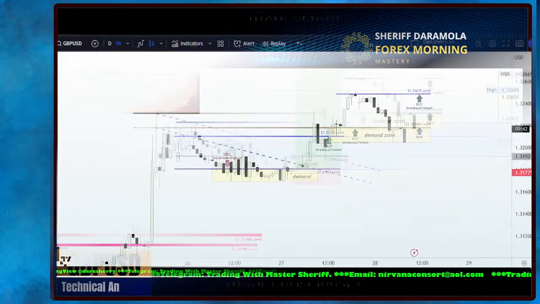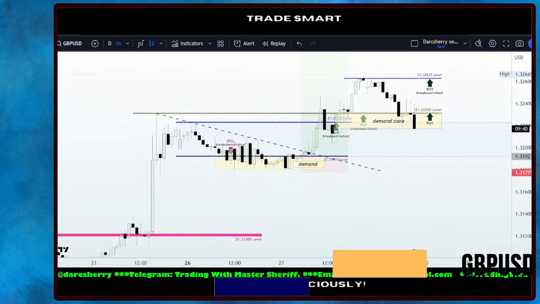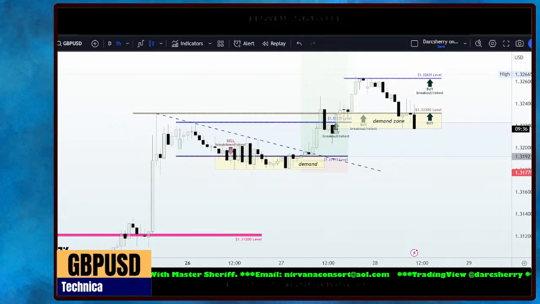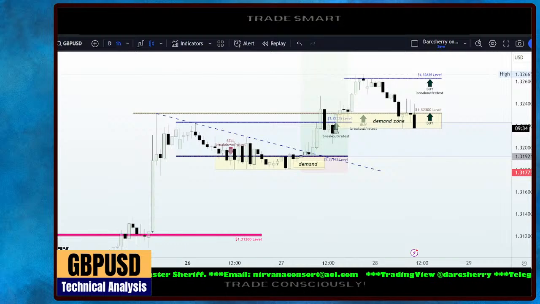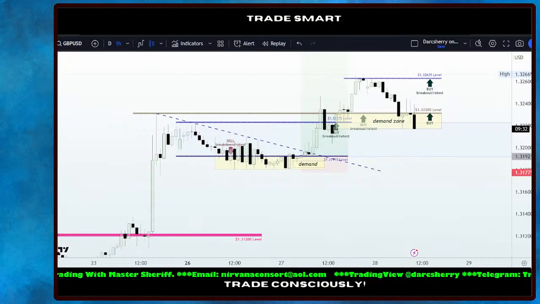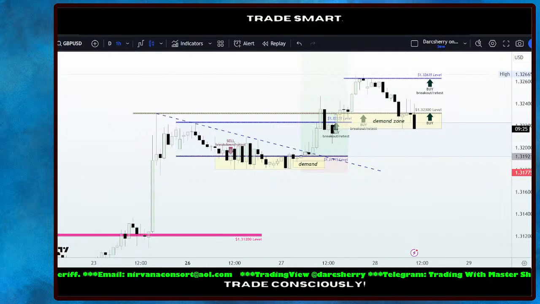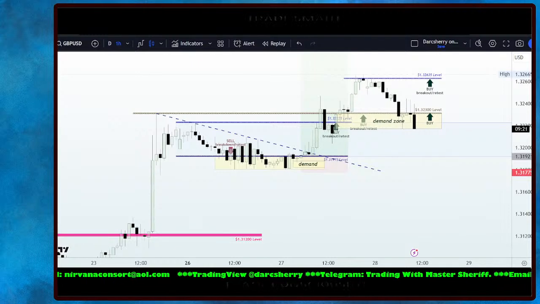So the next asset on the table is the GBPUSD, that is the British pound against the US dollar. And in fact, I did give an update on this asset this morning, and for those of you who are following me on both my TradingView and Telegram platform, you must have been updated about this current structure.